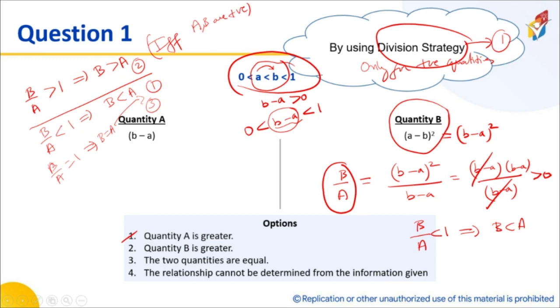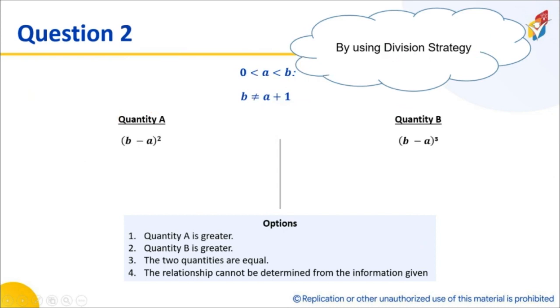Let's now take up one more question, which is again based on the division strategy. So here is a question where you have two quantities A and B. 0 less than A less than B is the first condition, which means that both of them are positive. Of course, A is a smaller quantity, B is a larger quantity. It's also mentioned for whatever reason that B is not equal to A plus 1. I don't know how to use this, but that information is available.